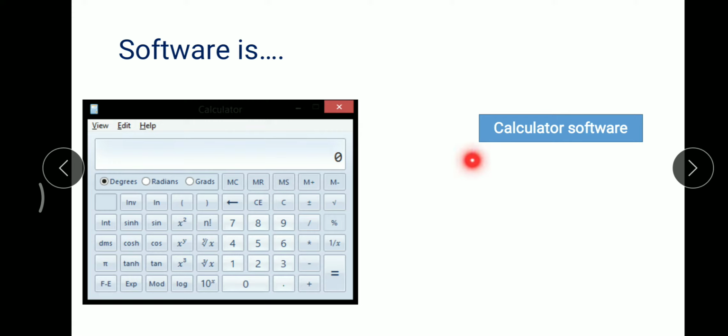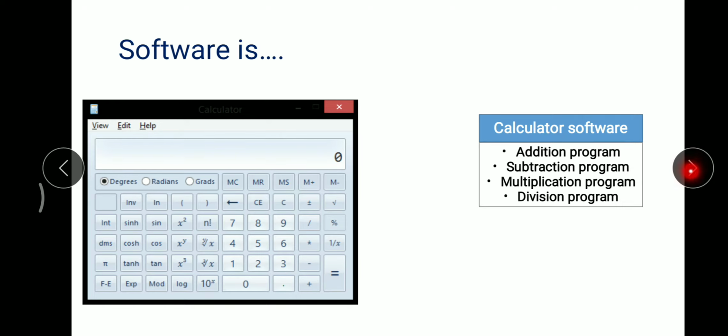Okay, so a calculator is software where we are using different programs like addition, subtraction, multiplication and division. A single software consists of several programs. I am listing only 4 distinct programs, but there are several programs for calculating squared value or finding trigonometric values. So different programs are available. I am just listing 4 simple programs.